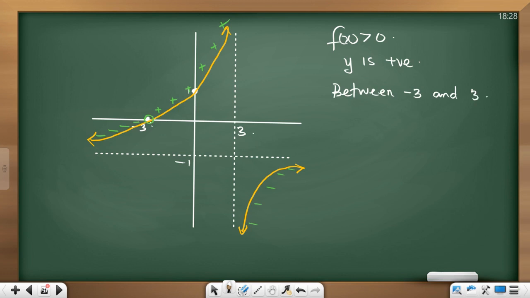Whenever you use between, guys, you can use this inequality. Between negative 3 and 3, and x is an element of real numbers. X is an element of negative 3 to 3. Either of the two ways, that's how to represent our answer.